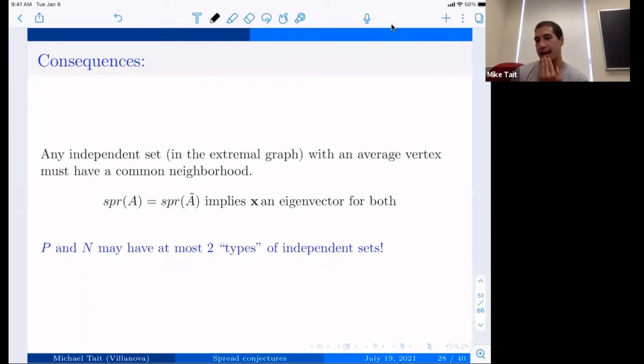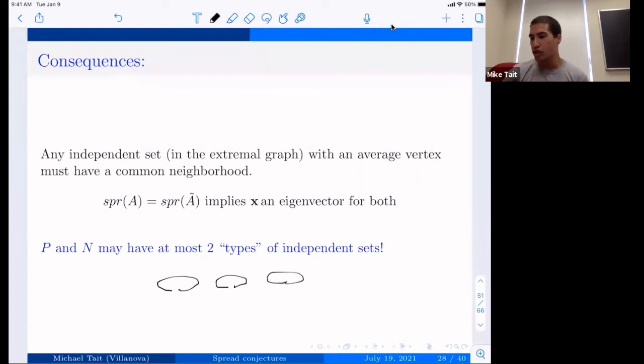Okay, so what this means is that if I look at each of my threshold graphs, there are a limited number of types of vertices. I can't have an independent set that has too many types of vertices. I can't have an independent set that has more than 2 types of vertices. So let me try to explain this briefly. Let's say I have a large independent set that I can break into 3 smaller independent sets, so that this independent set on the left has a common neighborhood, this independent set in the middle has a common neighborhood, and this independent set on the right has a common neighborhood. I claim that this can't happen.